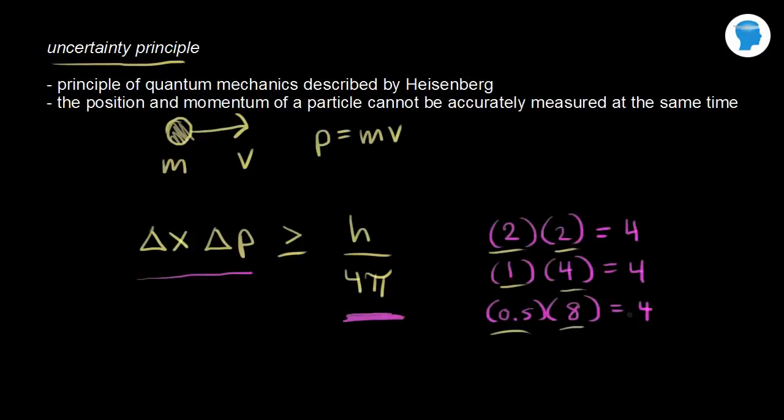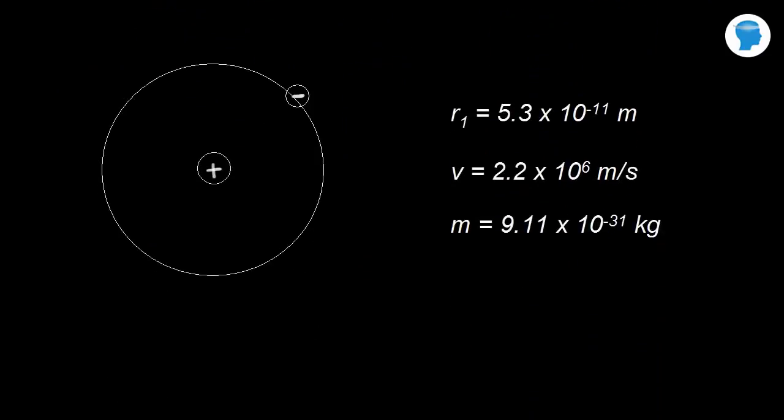So another way of saying that is, the more accurately you know the position of a particle, right, the less accurately you know the momentum of that particle. And that's the idea of the uncertainty principle. And so let's apply this uncertainty principle to the Bohr model of the hydrogen atom. And so let's look at a picture of the Bohr model of the hydrogen atom, right?